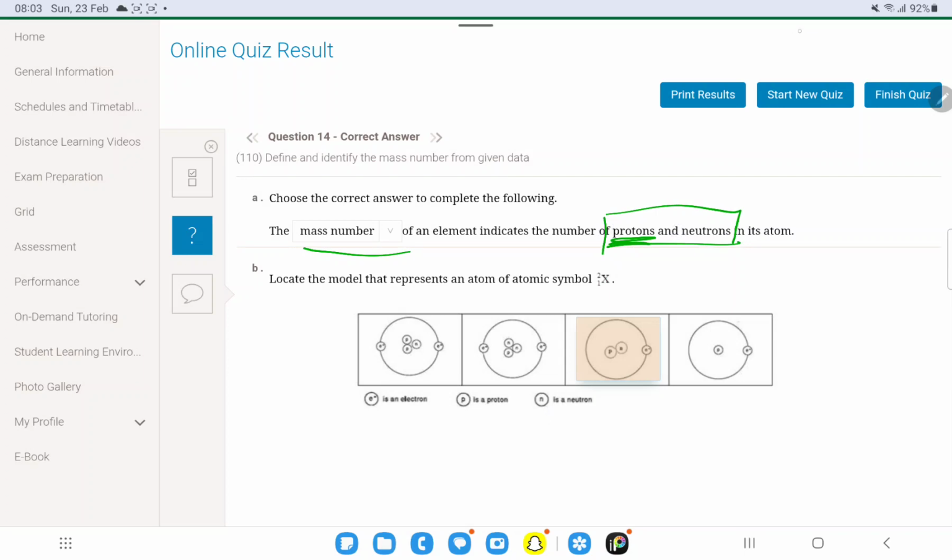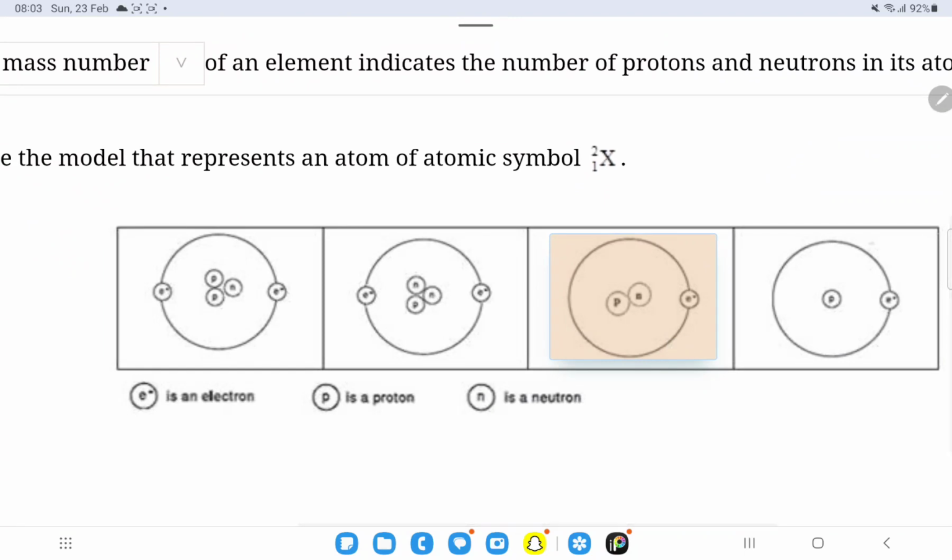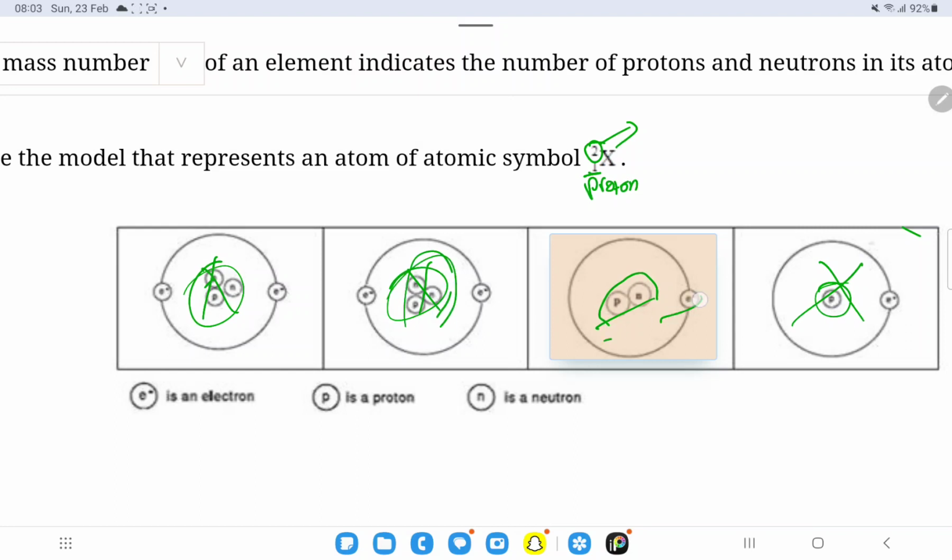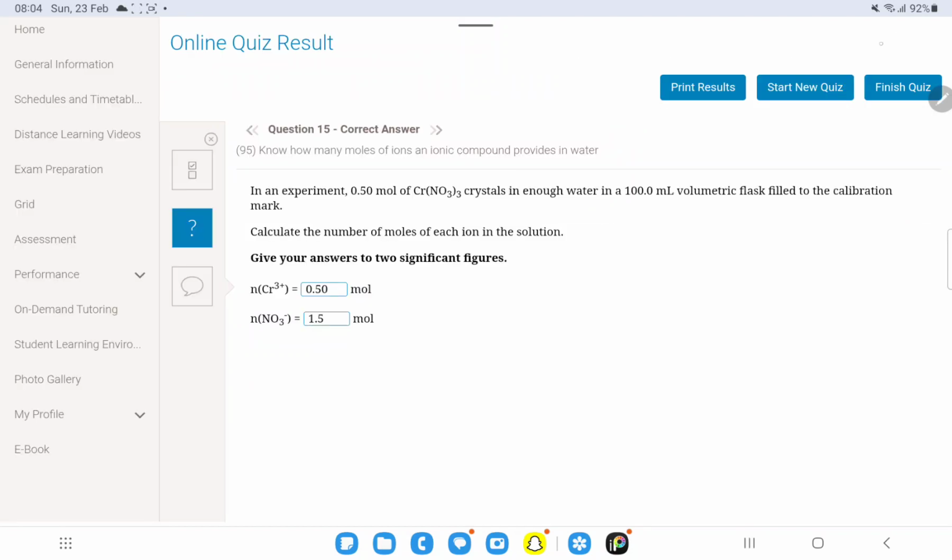They want the diagram with the symbol 2,1X. So we know from 2,1 that there is one proton, and 2 total particles in the nucleus. So here we have 3 wrong, 2 correct, and 1 wrong. So 2 particles inside the nucleus itself. So this is the only correct one.